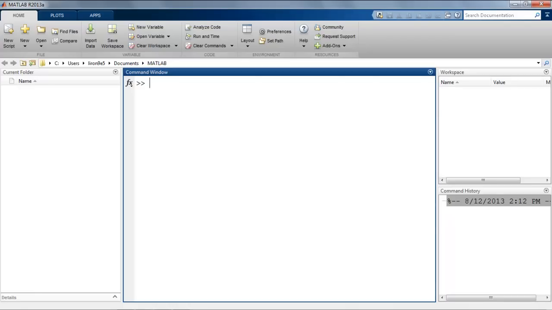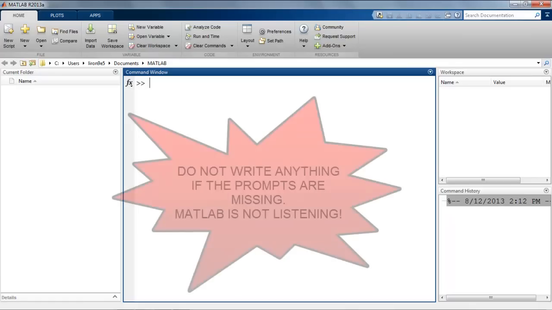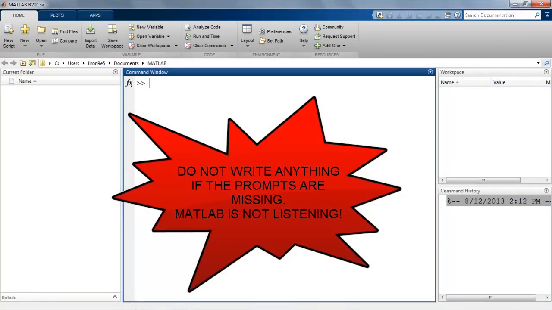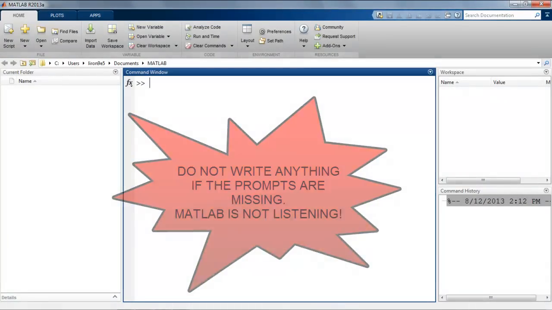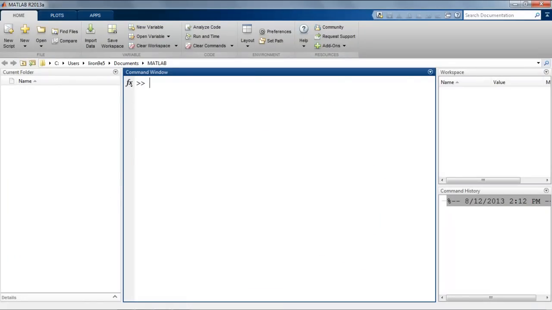If for some reason we don't see those symbols, MATLAB is busy. It could be loading, it could be stuck, it could be frozen, but if we don't have those symbols, we cannot type a command. After that, let's see how closely it is to a calculator. The simplest thing you've ever done in a calculator is do an equation. For example, 2 plus 4 is 6.